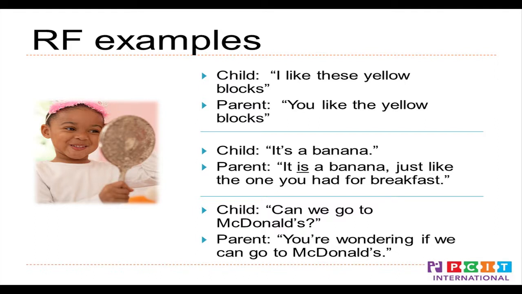So some good examples are going to be the child says, I like these yellow blocks. And the parent says, you like the yellow blocks. Can somebody give me another reflection for that? Sounds like you like the yellow blocks. You can say it that way. Yellow blocks. Exactly. It could just be yellow blocks. Oh, yellow. Okay. It doesn't have to be the whole thing.